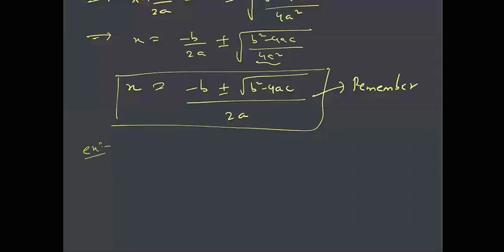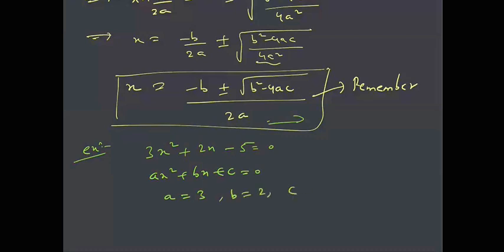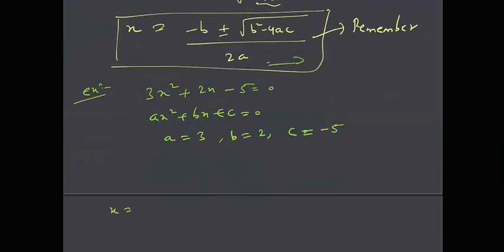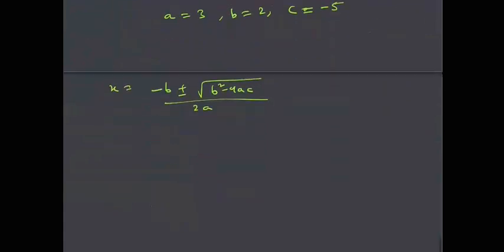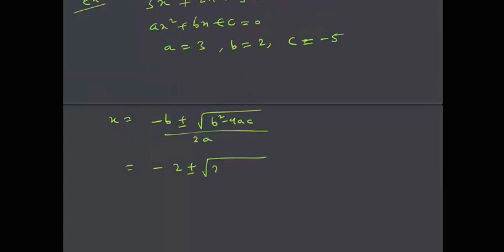For example, let us take 3x square plus 2x minus 5 equals 0. So I'm just using the formula here. If we compare it with ax square plus bx plus c equals 0, I can see that a equals 3, b equals 2, and c equals minus 5 here. So then what is the value of x? x is nothing but minus b plus minus square root of b square minus 4ac by 2a. So this is minus 2 plus minus square root of b square, 2 square minus 4 into a is 3 and c is minus 5, divided by 2 into a is 3.